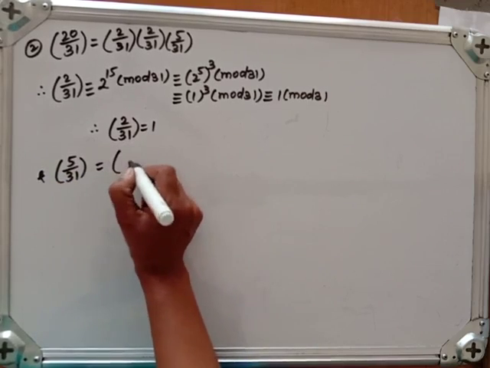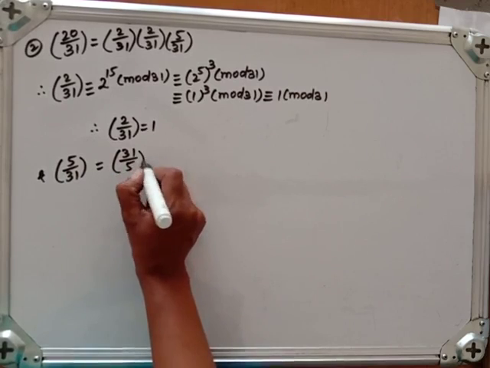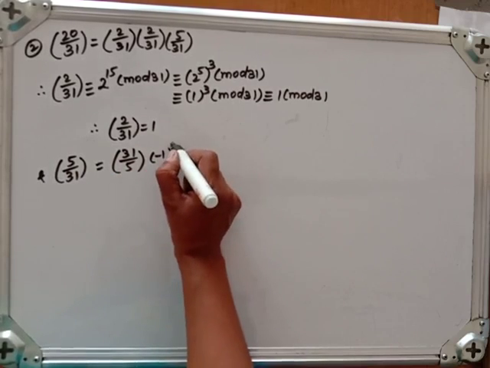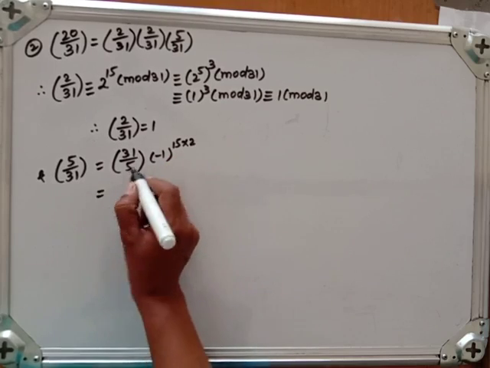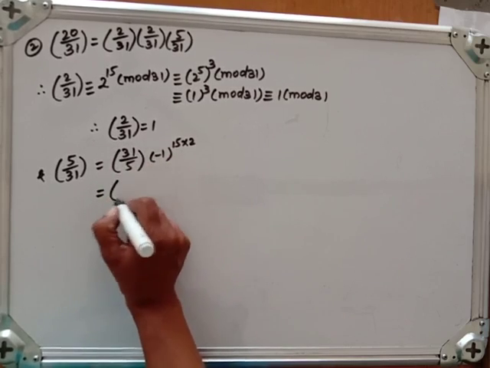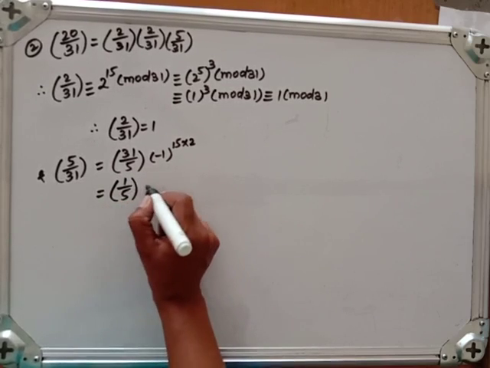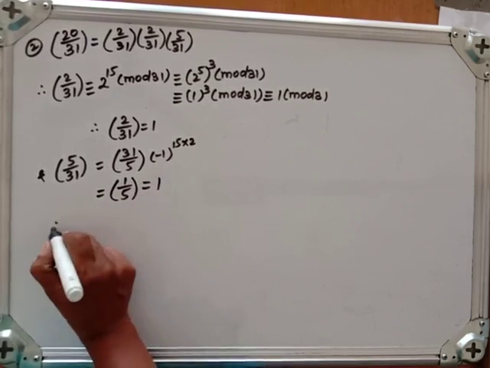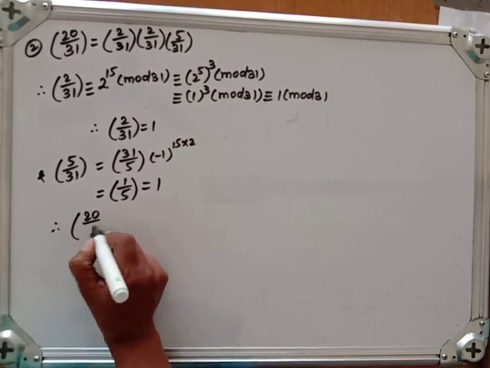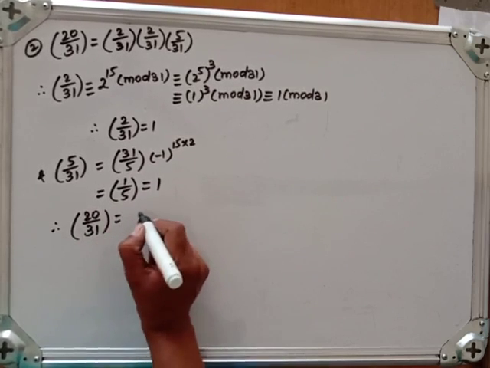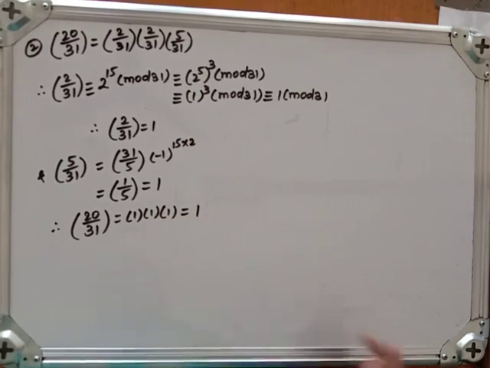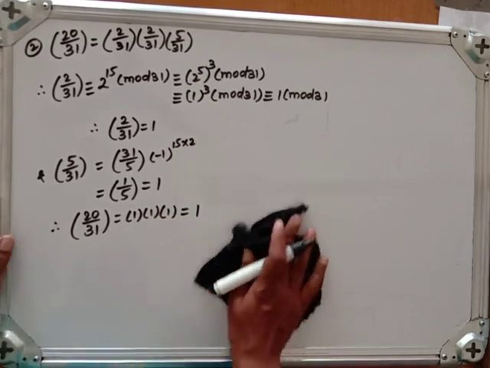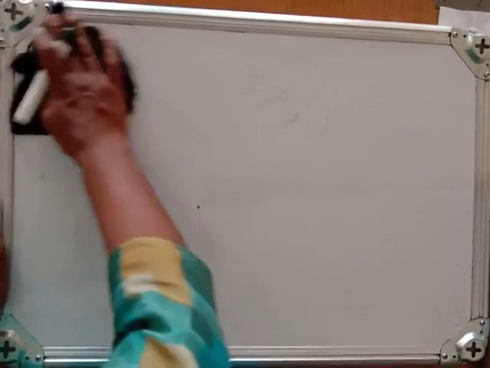Now, Legendre symbol of 5 by 31. It will be Legendre symbol of 31 by 5 into -1 raised to 15 into what? 2. So 30. So it will be 1. So this one will be left only, and that is equal to Legendre symbol of 1 by 5. So it is what? 1. Therefore, Legendre symbol of 20 by 31 is how much? It is 1 into 1 into 1. So that is what? 1. Okay. Now, let's take the next one, third one.